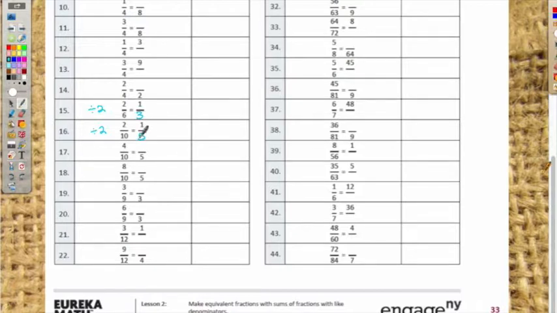Okay, so what do you think? You kind of have the idea here? Maybe. I know. It's kind of hard. Well, let's look at 17. I know I'm dividing because 5 is less than 10, right? So 10 divided by something equals 5. 2. So 4 divided by 2 equals 2.